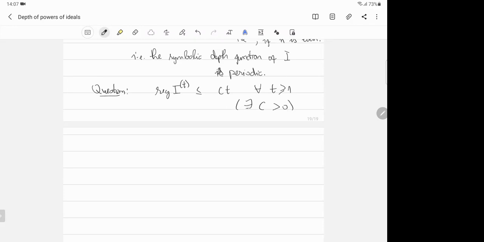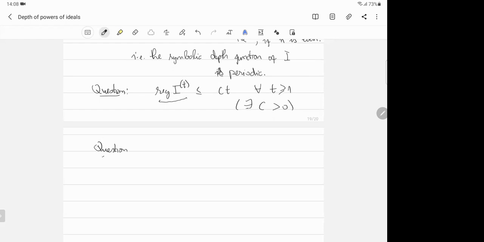Almost nothing is known on this question. The case of monomial ideals, unfortunately, is easy. But for non-monomial ideals, we don't even have a bound for the regularity of the symbolic powers.